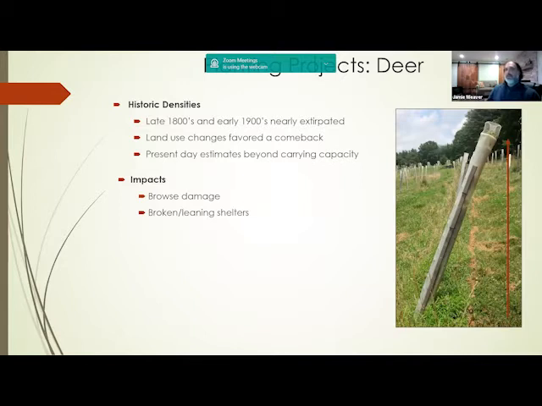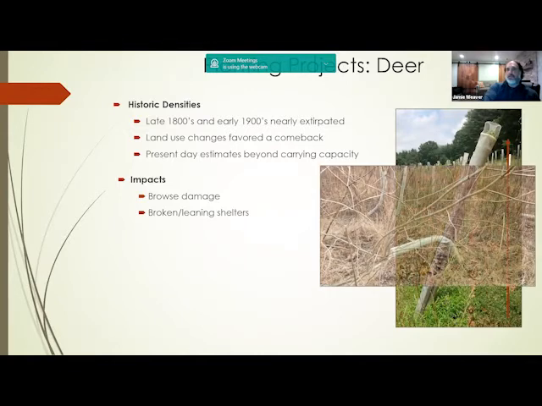Another problem, though, is fleet of foot as they are, when they get startled, they will just try to go from point A to point B as fast as possible. And oftentimes what happens, we have broken or leaning shelters. And left to its own devices, those trees don't really necessarily correct themselves in a way that lends to long-term stability.